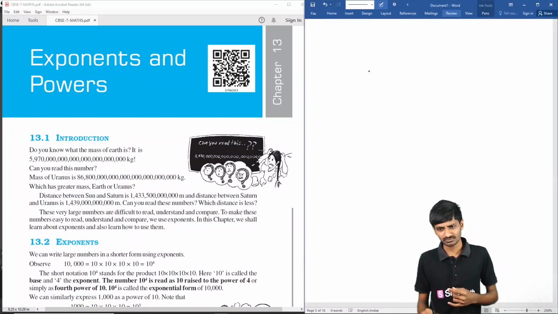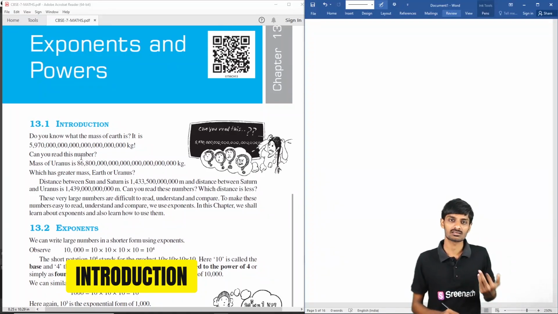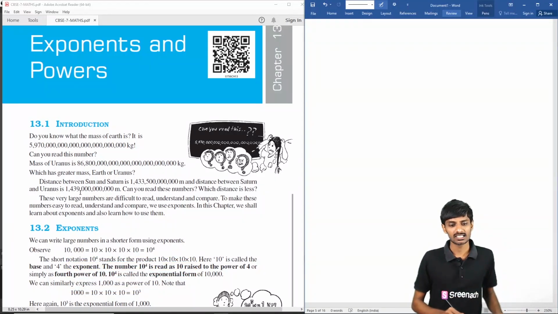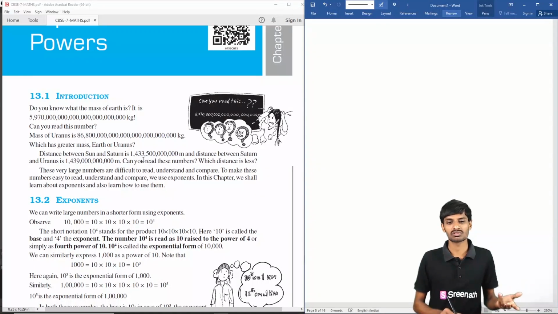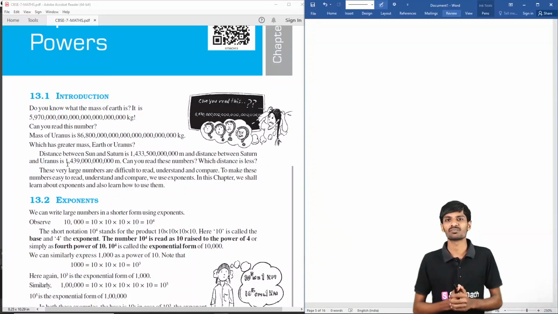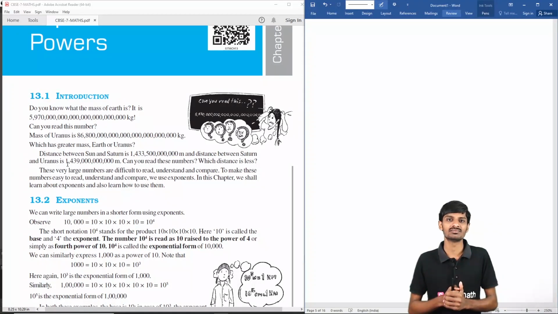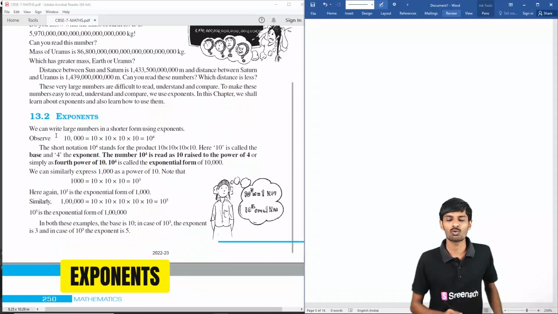Okay, students. The mass of Earth, which we can't read, and the mass of Uranus, which we also can't read, and the distance between the Sun and Saturn is also so much, and the distance between the Sun and Uranus is also very large. In this type of situation, how to add them, subtract them, multiply them, compare them, divide them and use them is a big problem for us. We are going to change their representation, that is, exponential form.